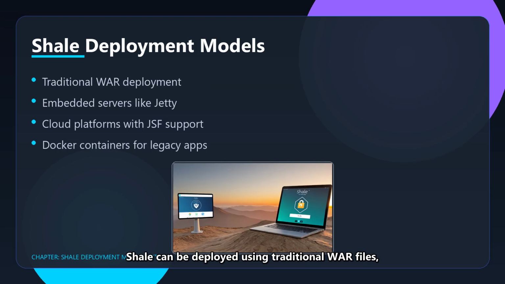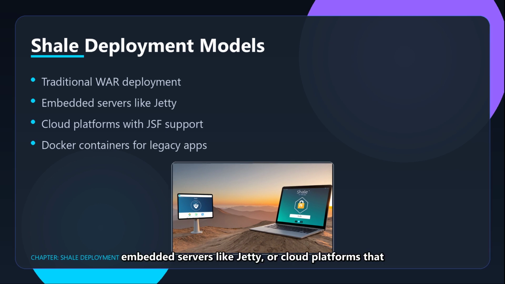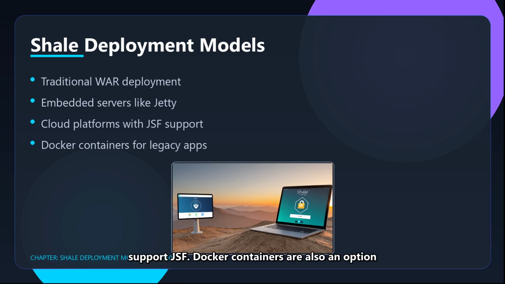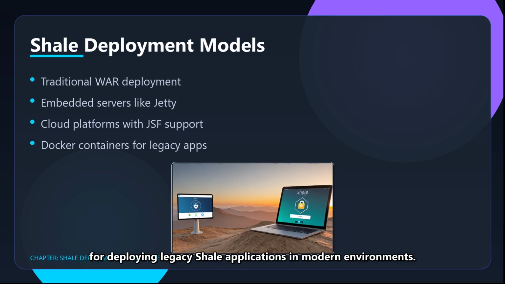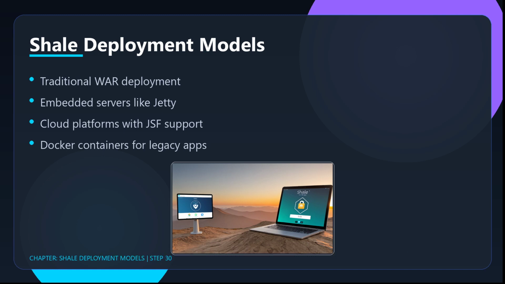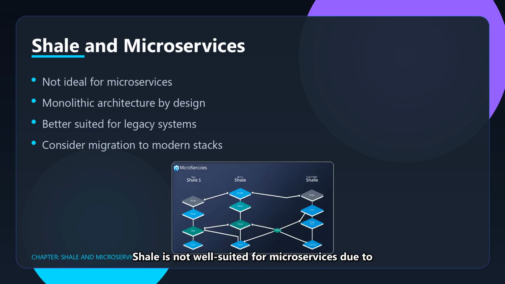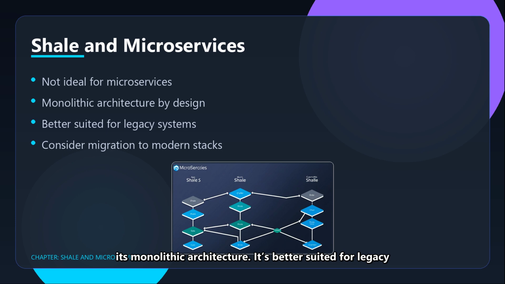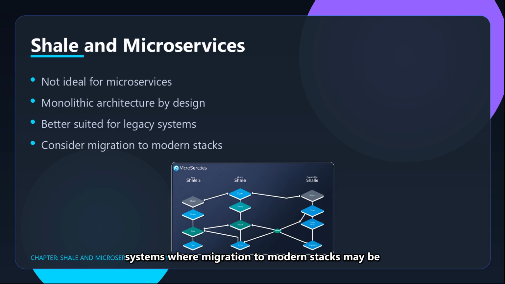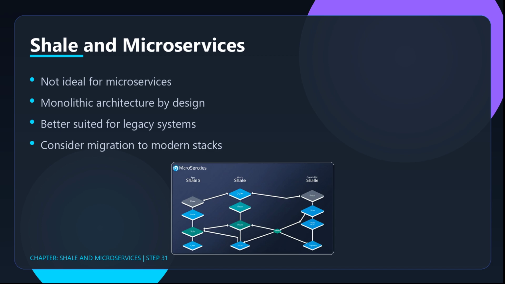Shale can be deployed using traditional WAR files, embedded servers like Jetty, or cloud platforms that support JSF. Docker containers are also an option for deploying legacy Shale applications in modern environments. Shale is not well suited for microservices due to its monolithic architecture. It's better suited for legacy systems where migration to modern stacks may be costly or infeasible.